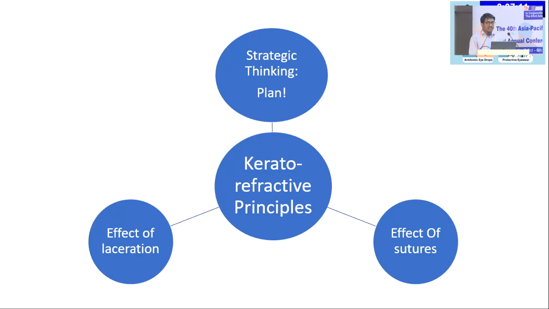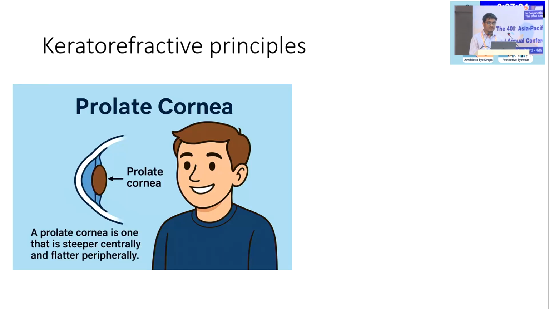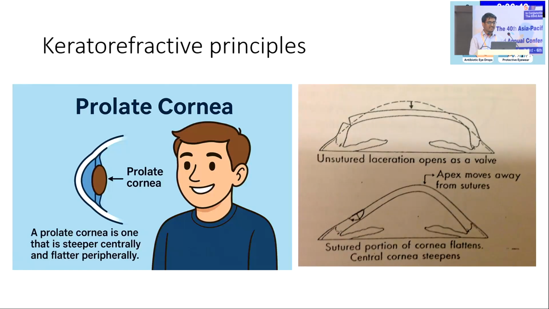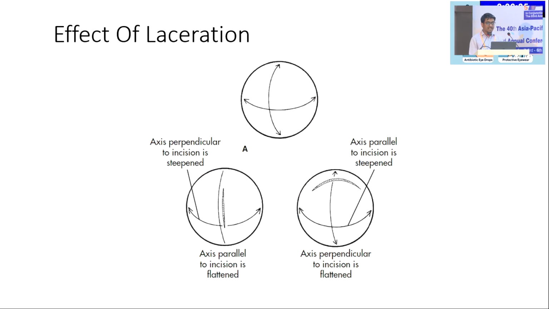Now let us understand the various keratorefractive principles and the effects of suture and laceration on the keratorefractive aspect of cornea. We all know that human cornea is said to be a prolate cornea. A prolate cornea means that the central part of the cornea is steeper and the peripheral part of the cornea is flatter. So how does the corneal tear affect this? A corneal tear, as you can see in the schematic diagram, when it opens up as a valve, causes significant flattening of the cornea.